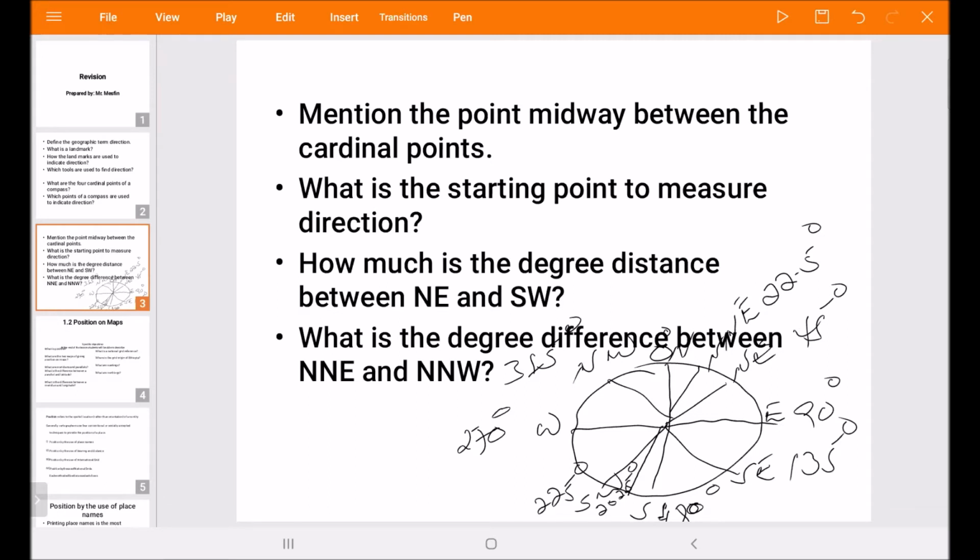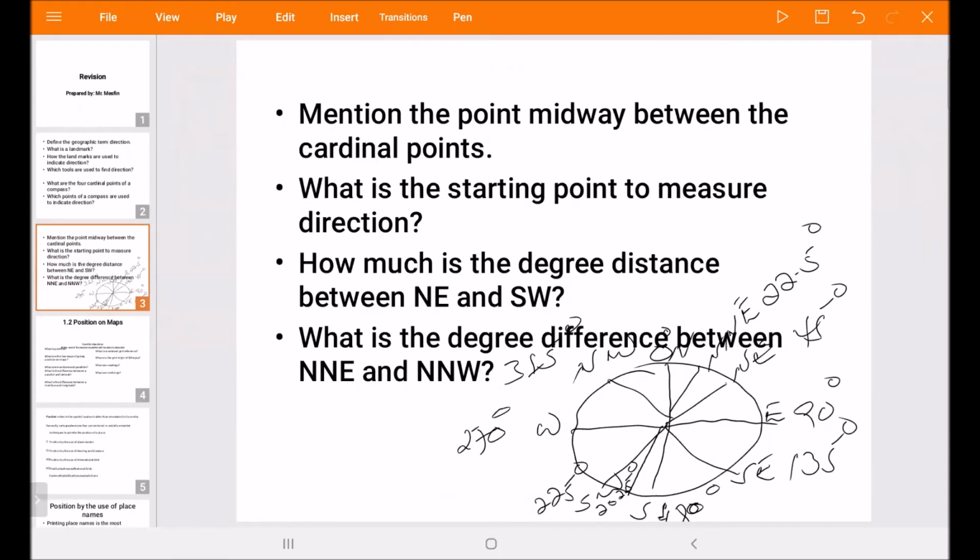What is the angular bearing of northeast? Northeast is 45 degree. What about southwest? The angular bearing of southwest is 225 degree. So 225 degree minus 45 degree is the difference, or degree distance, between northeast and southwest, which is 180 degree.